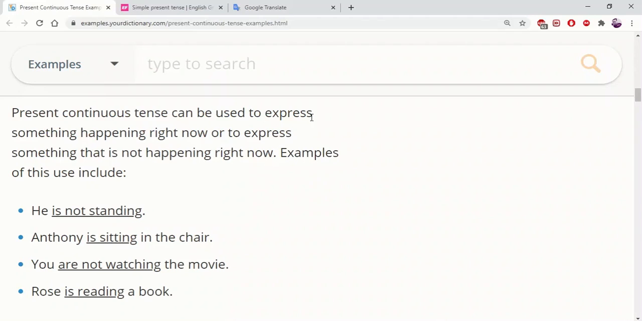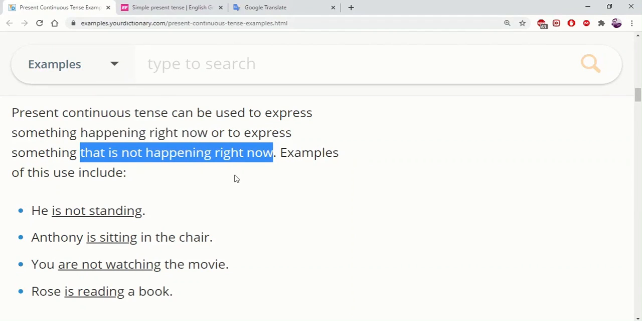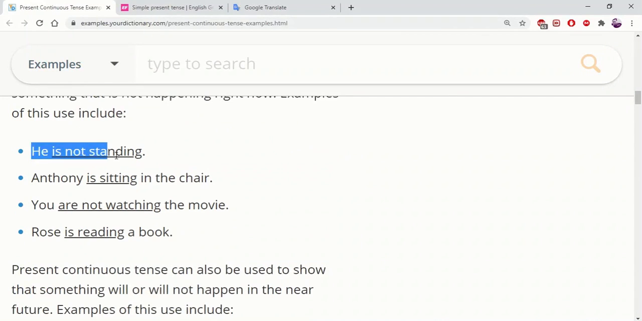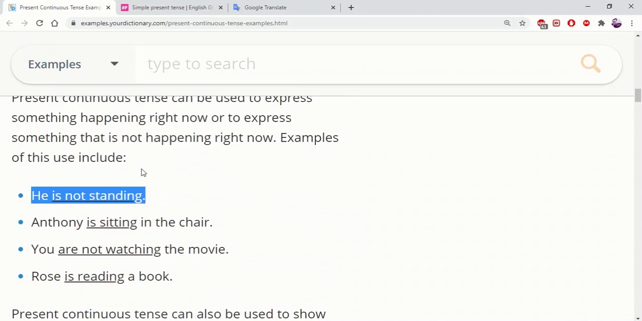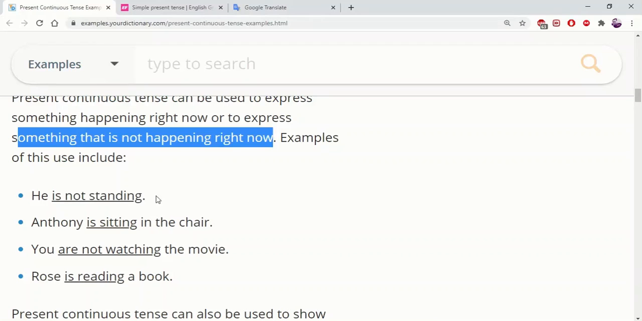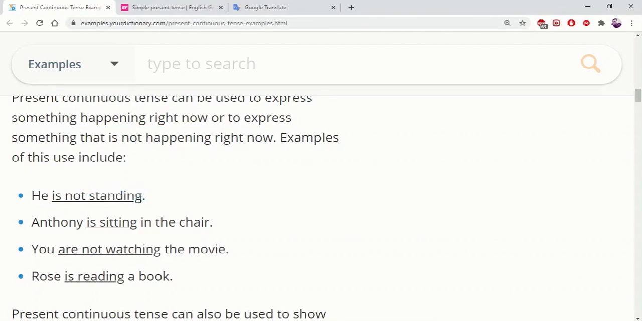Present continuous tense can be used to express something happening right now, जो अभी हो रहा है, or to express something that is not happening right now, जो अभी नहीं हो रहा है. Now this may sound a little bit confusing, but let's see the examples. He is not standing. Very simple. वो खड़ा नहीं हो रहा है. Something that is not happening right now. You can see this is in the continuous form. Standing. So he is not standing.